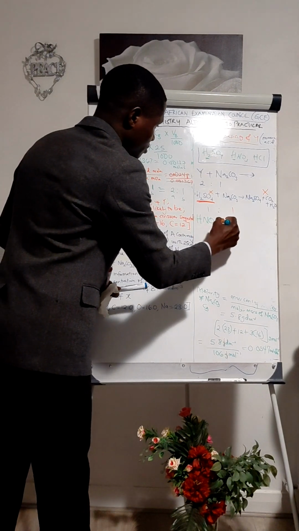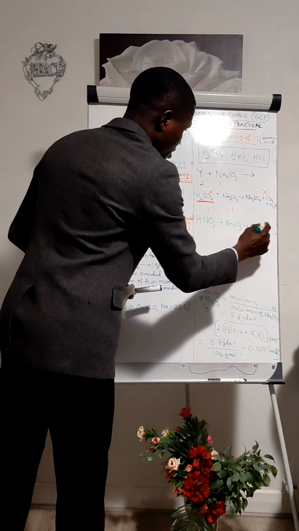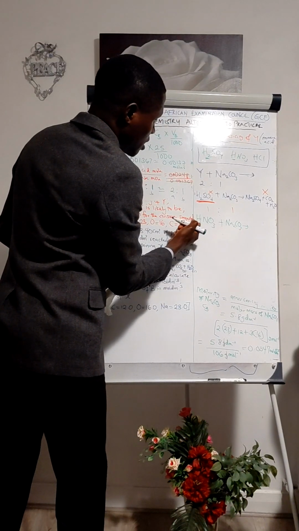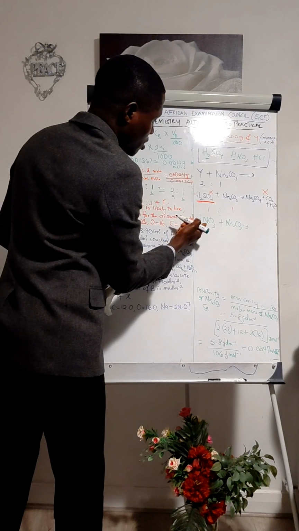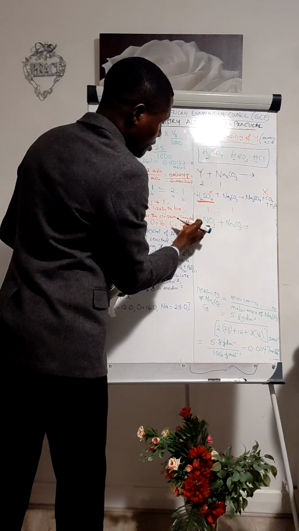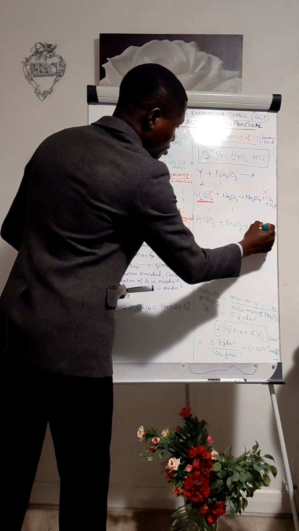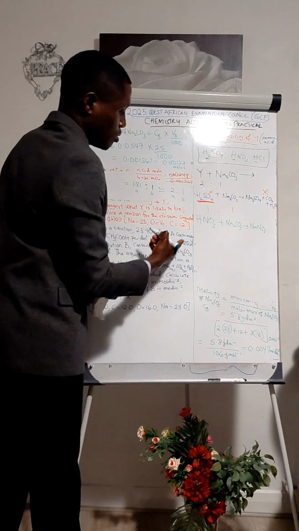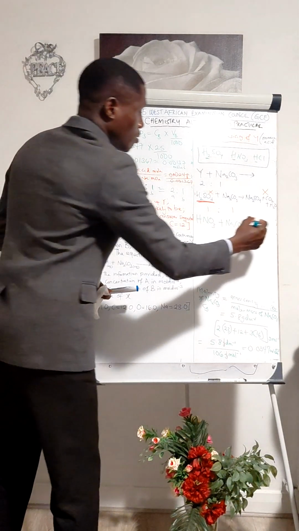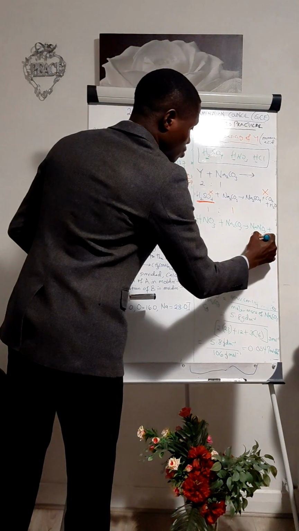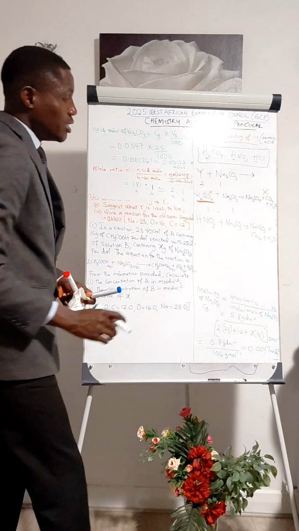HNO3 plus sodium trioxocarbonate IV. Let's see what we are going to get. This is having NO3, right? Don't worry, the first thing is to have salt, because there is a reaction between acid and base. So the first thing you are going to have is salt plus CO2 plus water.